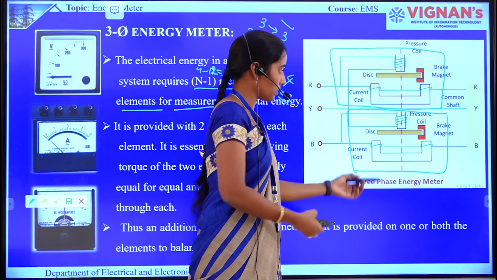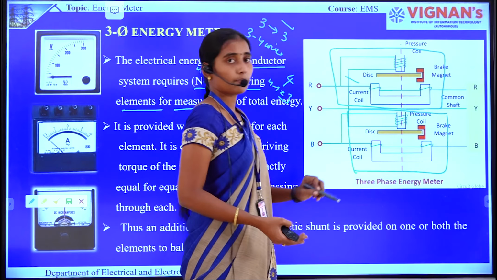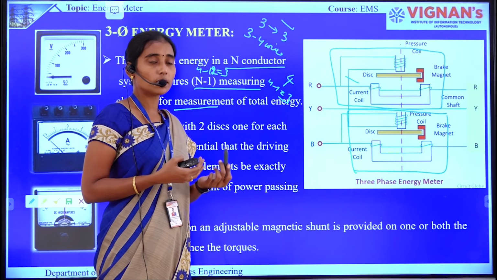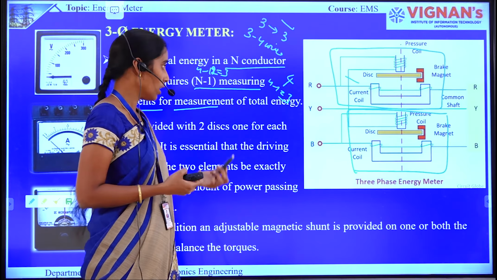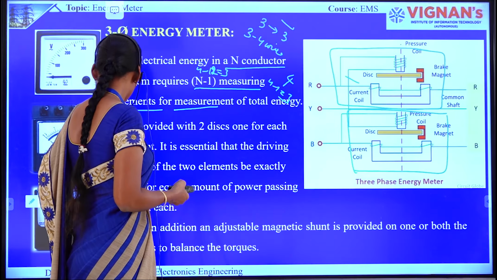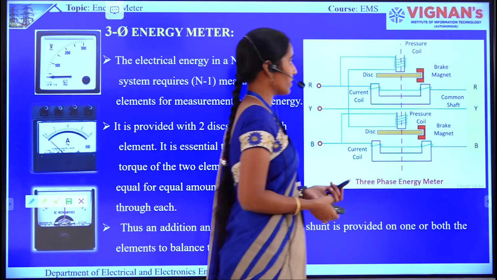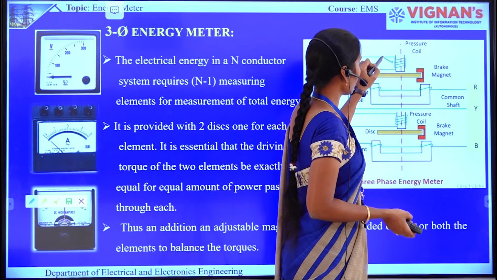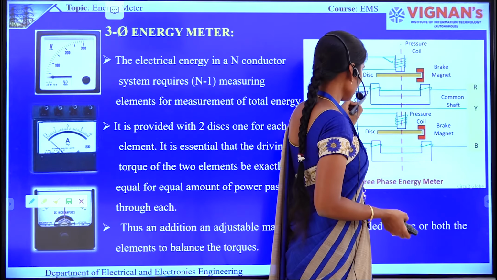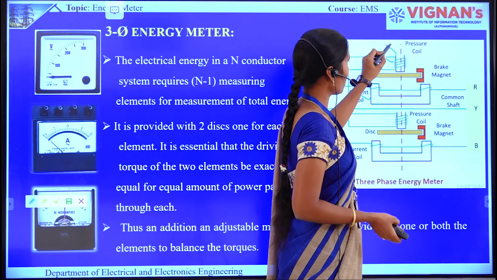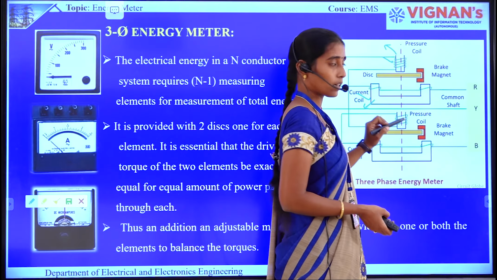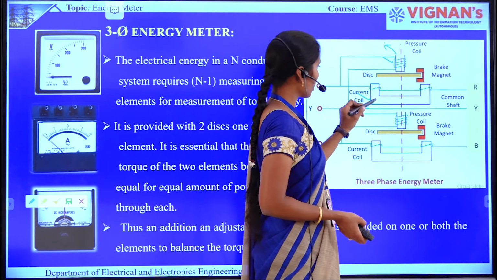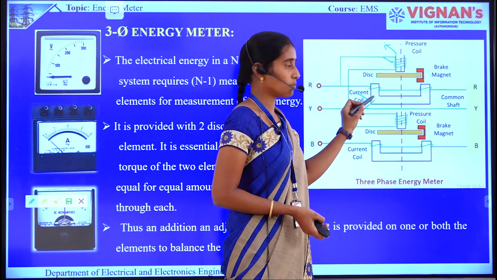So you require one more element like this. So that is about your three-phase energy meter, and the operation is quite similar to your single-phase energy meter. We'll discuss that. Similar to your single-phase energy meter, your three-phase energy meter also has a pressure coil and a current coil. This is the shunt magnet, and this is the series magnet.